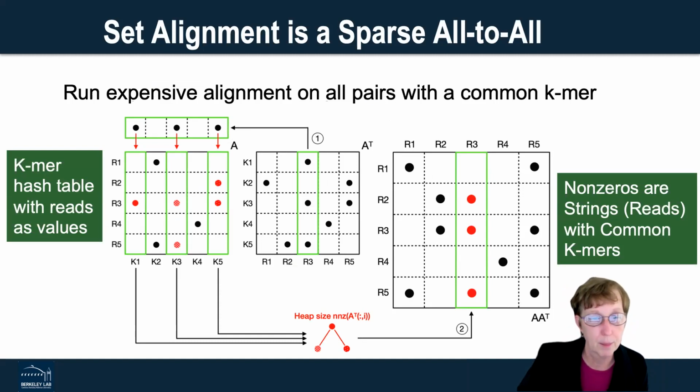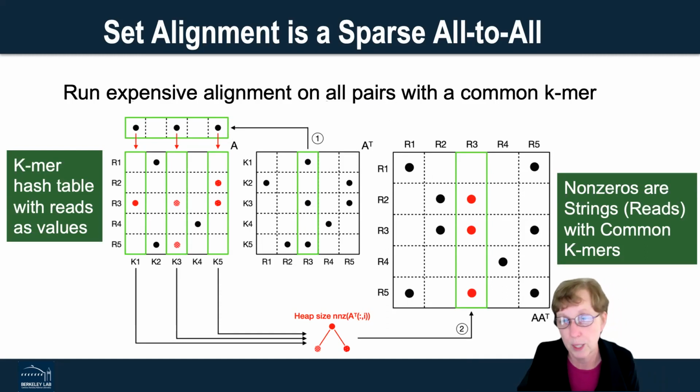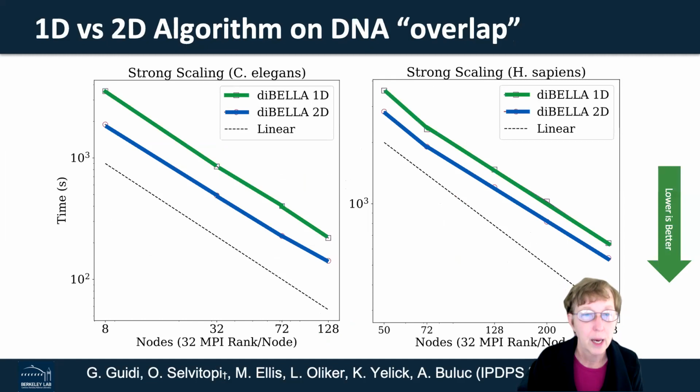We can multiply that matrix times its transpose and get out a sparse matrix that is a read by read sparse matrix. And that tells us which pairs of reads contain a common k-mer and should therefore be aligned. And we can run these matrix-based algorithms now in more of a two-dimensional decomposition. And this shows a version of this aligner called dBella, both the original 1D version, the synchronous and asynchronous versions, and now the 2D version that uses this more matrix perspective and does a two-dimensional decomposition of those matrices.